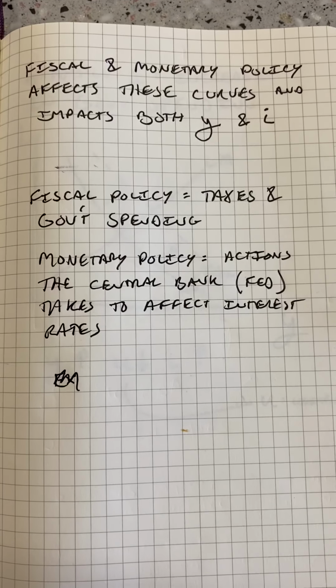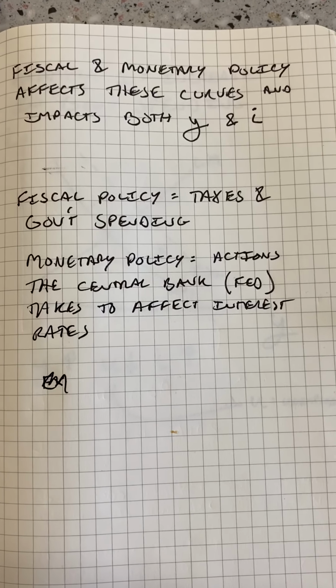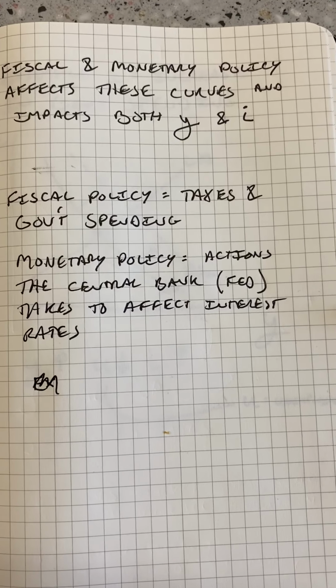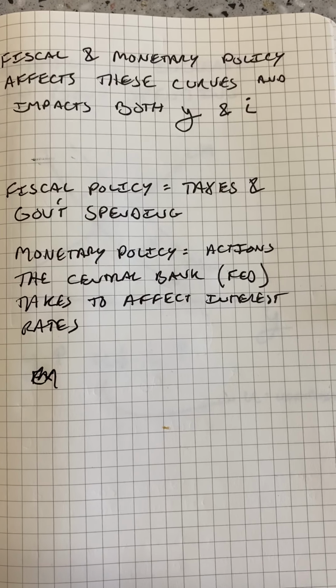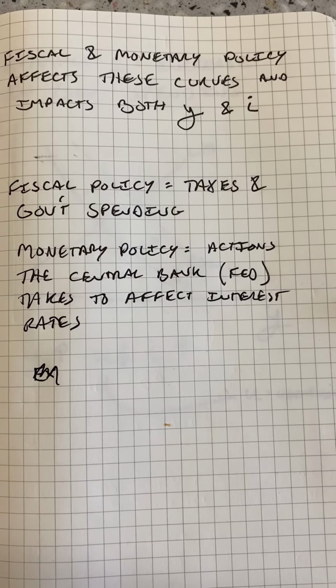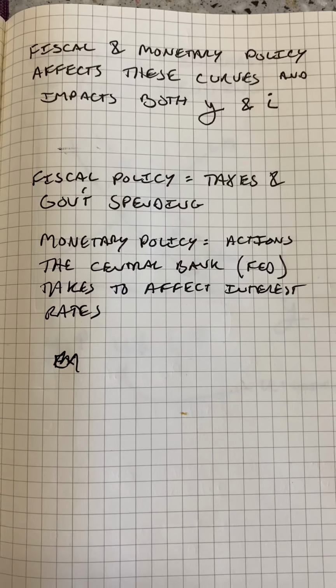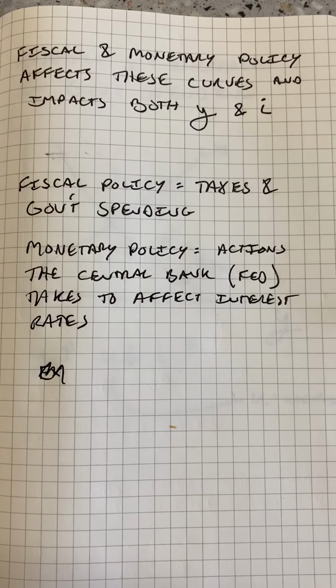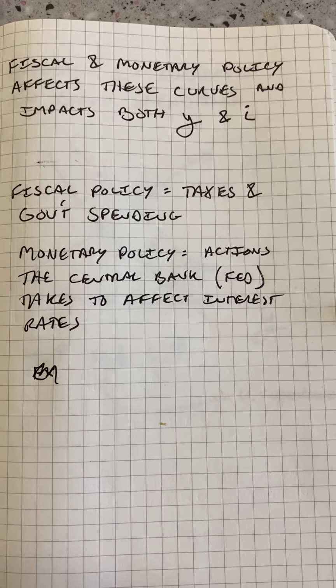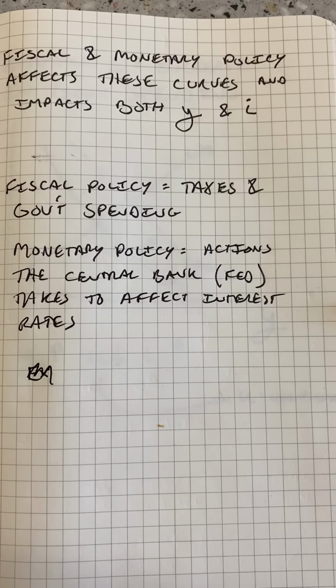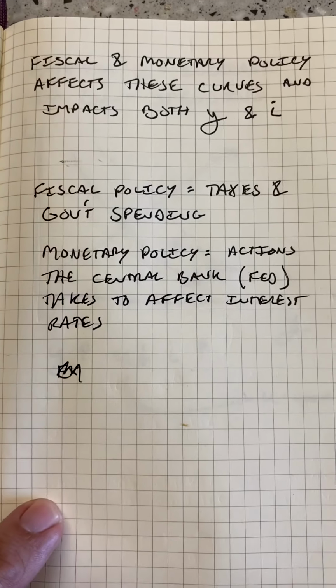Fiscal and monetary policy affects these curves and impacts both the Y and the I, that is the real GDP and interest rates. Fiscal policy, also known as taxes and government spending, and monetary policy, or the actions that the central bank, in the case of the United States, the Federal Reserve Bank of the United States, takes to affect interest rates. Those are really the only two things that government can do.